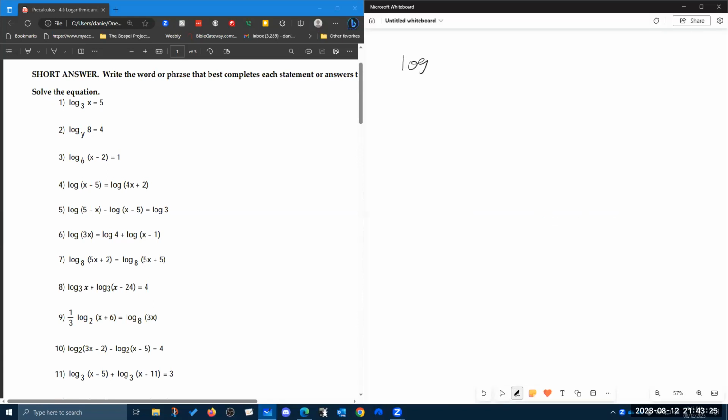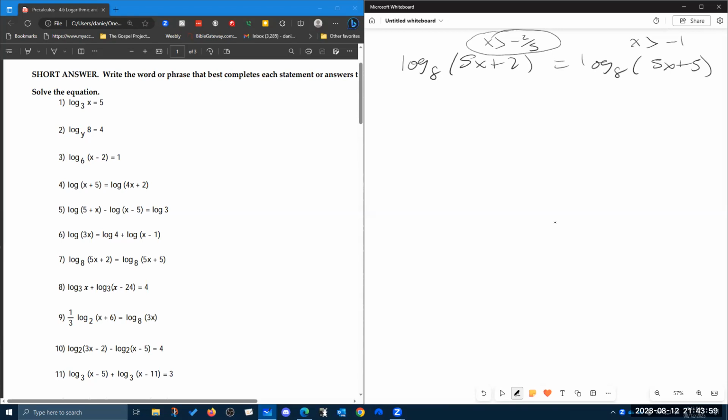Log base 8 of 5x plus 2 equals log base 8 of 5x plus 5. So if I drop the logs here in just a second, 5x plus 2 greater than 0, x greater than a negative 2/5, and x greater than a negative 1 here. Negative 2/5 is bigger than a negative 1. So I'm going to go with that.